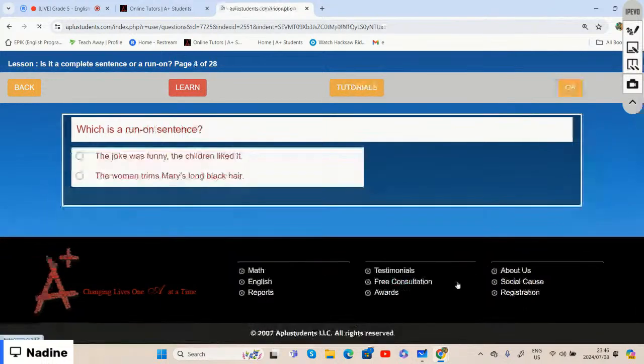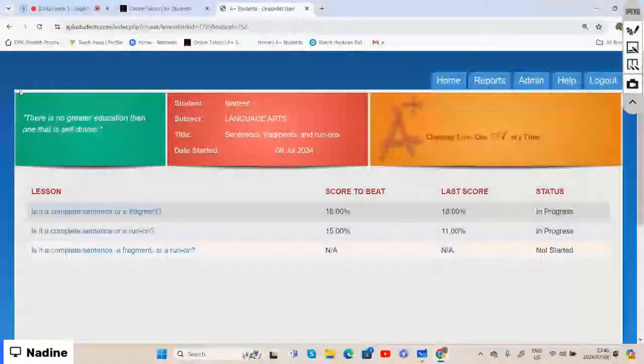All right, so this is now the end of our lesson, which is sentence fragments and run-ons. In the next lesson, we will do a breakdown of all the types we did today, to say if it's a complete sentence, a fragment, or a run-on. But for now, this is the end of our lesson.